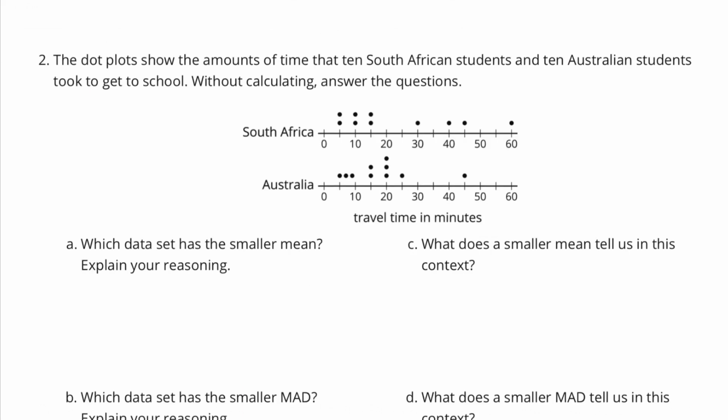Number 2. The dot plot shows the amounts of time that 10 South African students and 10 Australian students took to get to school. Without calculating, answer the question. A. Which data set has the smaller mean? Explain your reasoning.